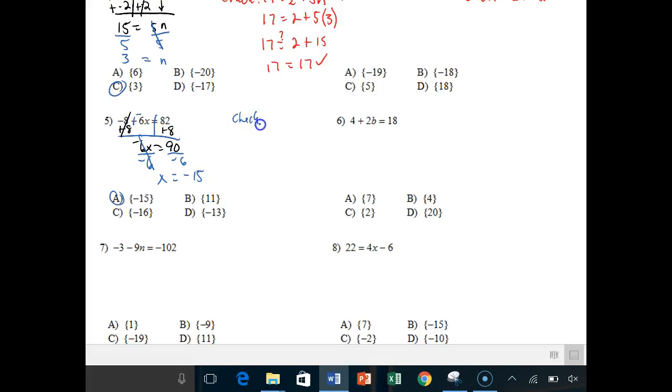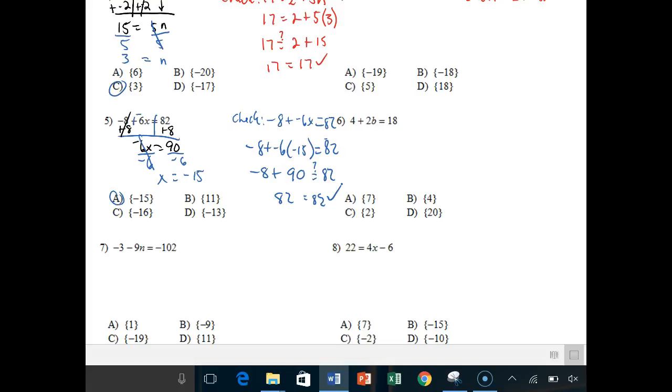And we will check. Negative 8 plus negative 6x equals 82. Negative 8 plus negative 6, parentheses, negative 15. Is that equal to 82? I'll erase it. I need to move over so I don't get into the other problem. Is that equal to 82? And basically I'm saying is negative 8 plus 90 equal to 82. Yes, it is. This is 82, and 82 equals 82.